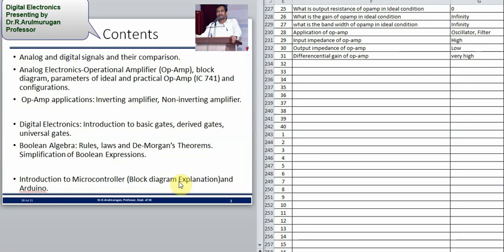Okay, how does it work? It works as a gate. So basic gates, and then derived gates or universal gates, whatever you want to call them. It works based on these gates. How are these gates operated? You have already studied how the gates operate.